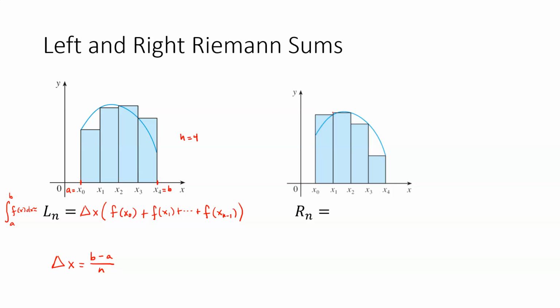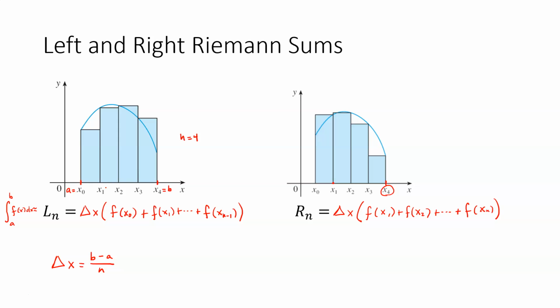On the other hand, if we're doing the right Riemann sum, we're going to be using the right endpoint on each subinterval to determine the height of the rectangle. So we would have delta x, f of x1 would be the first right endpoint of that first subinterval, f of x2, and so on, all the way out to the last subinterval here. The last subinterval has the right endpoint at xn, which would be our b, right? Okay, so this is just a reminder of how to do this for left and right Riemann sums.